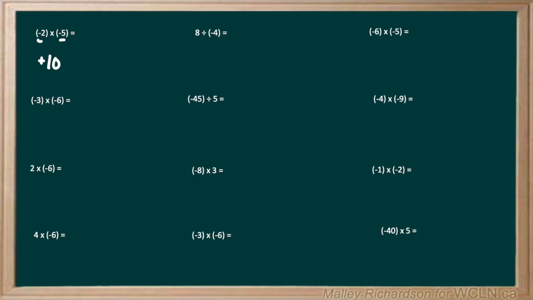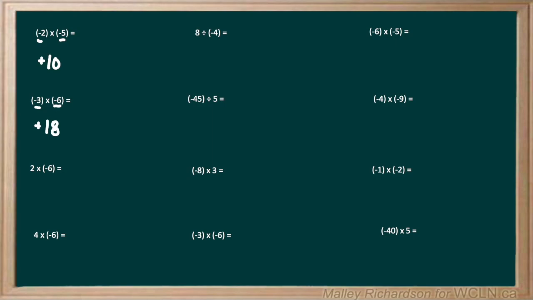Next we have negative 3 times negative 6. Well, this 3 is negative and this 6 is negative, so that means we'll end with a positive answer. 3 times 6 is 18, and two negatives multiplied together make a positive, so we have positive 18 as our answer.